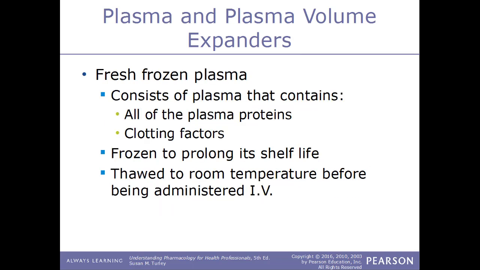A form of plasma that can be given is fresh frozen plasma. This consists of plasma that contains all of the plasma proteins and clotting factors, and it's frozen to prolong its shelf life. Then it is thawed at room temperature before being administered intravenously.